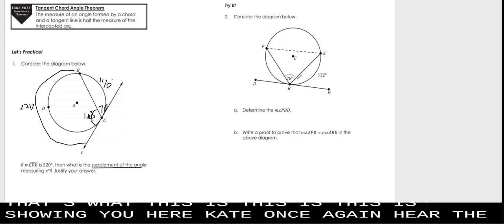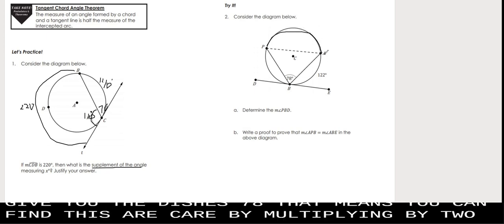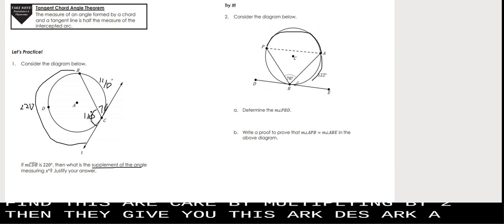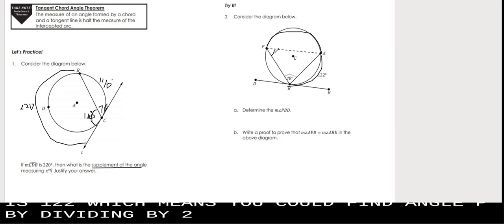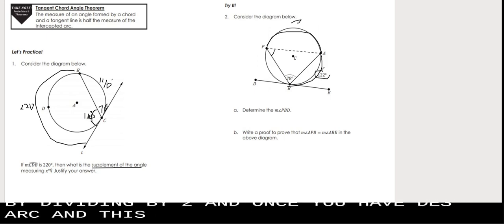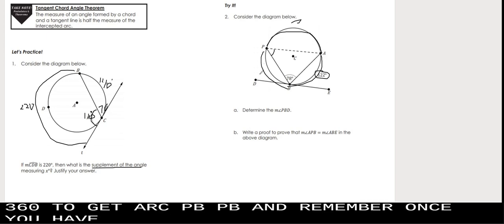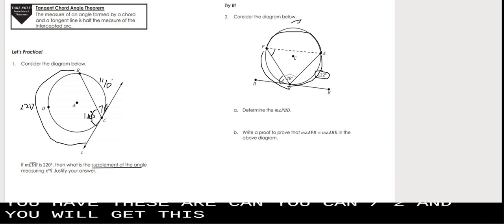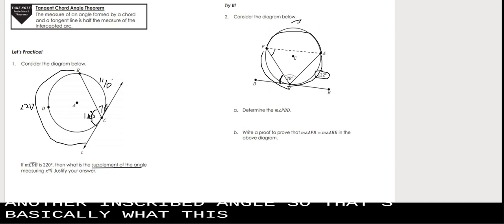Once again, here they give you that this is 78. That means you can find this arc here by multiplying by 2. Then they give you this arc. This arc AB is 122, which means you could find angle P by dividing by 2. And once you have this arc and this arc, you can subtract from 360 to get arc PB. Remember, once you have this arc, you can divide it by 2 and you will get this angle here, which is another inscribed angle. Okay, so that's basically what this is talking about.